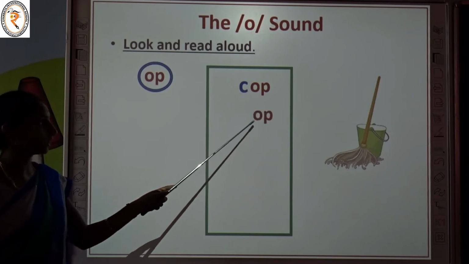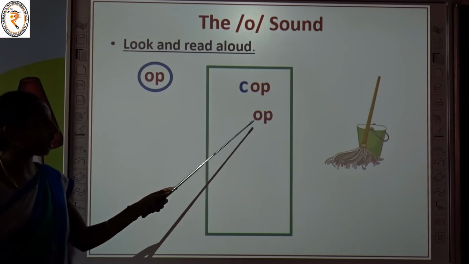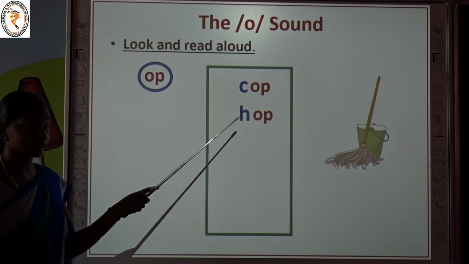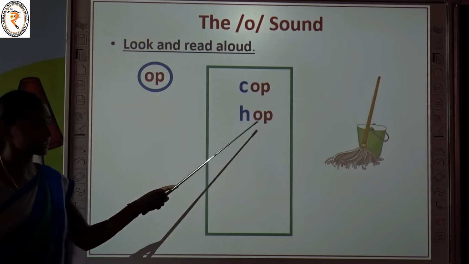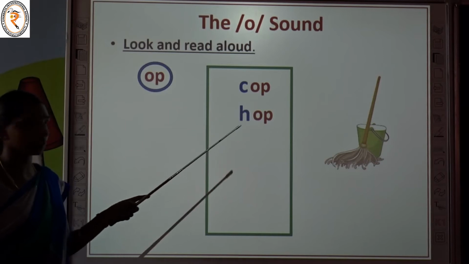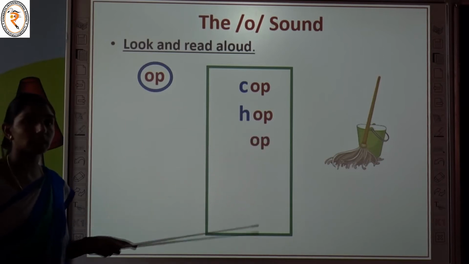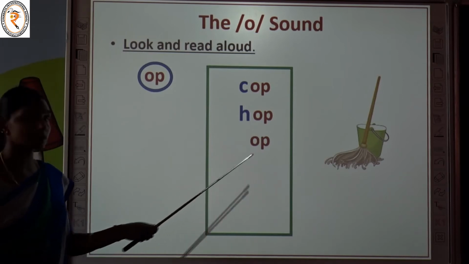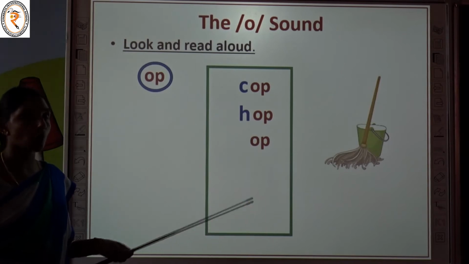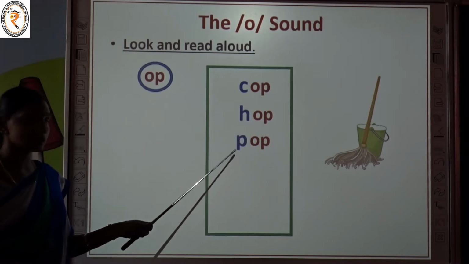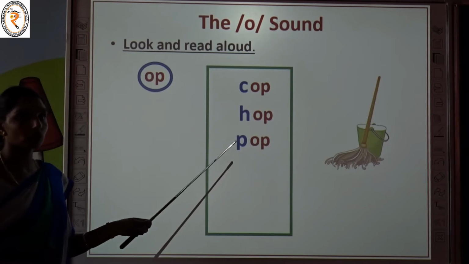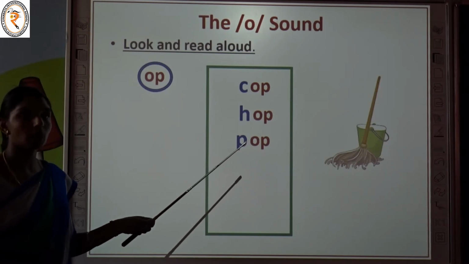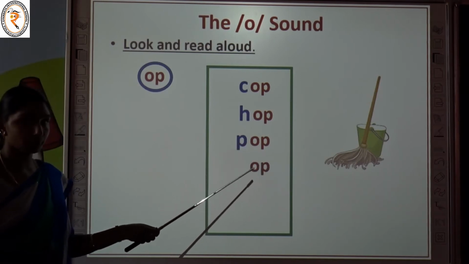Very good. Again we have OP, op. H is added. What is the sound of the letter H? Ha. Ha plus op, hop. Okay. Again we have OP. Try yourself children. How can you pronounce these letters? OP, op. Very good. A letter is added. What is it? P. What is the sound of the letter P? Ip. Ip plus op, pop.